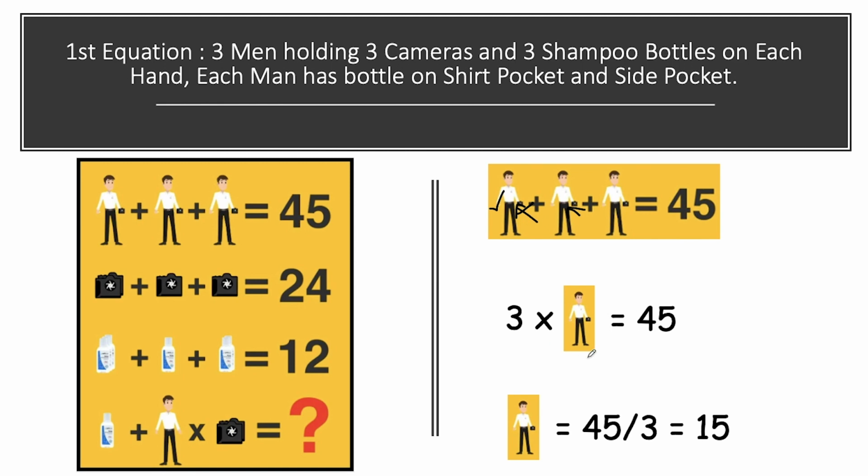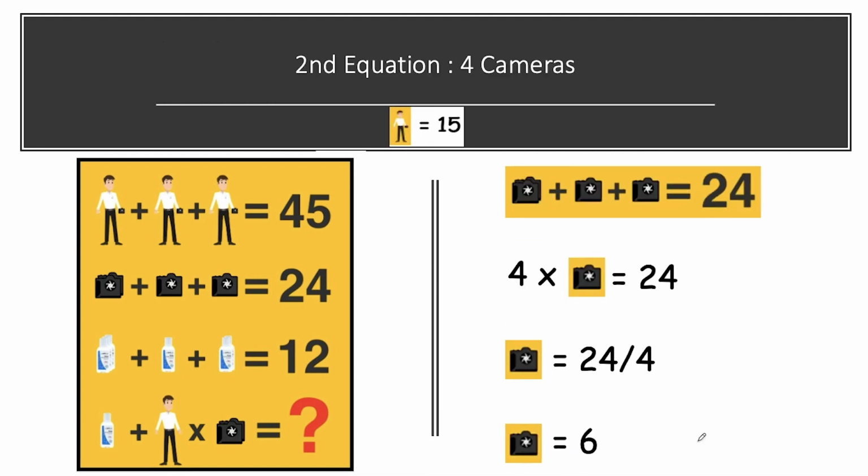On solving this, we will get 3 into man with shampoo and camera is equal to 45. So man with shampoos and camera is equal to 15. Now jumping on to our second equation.